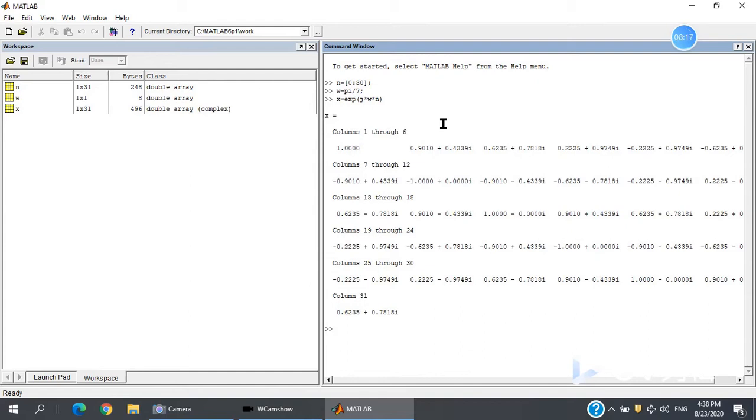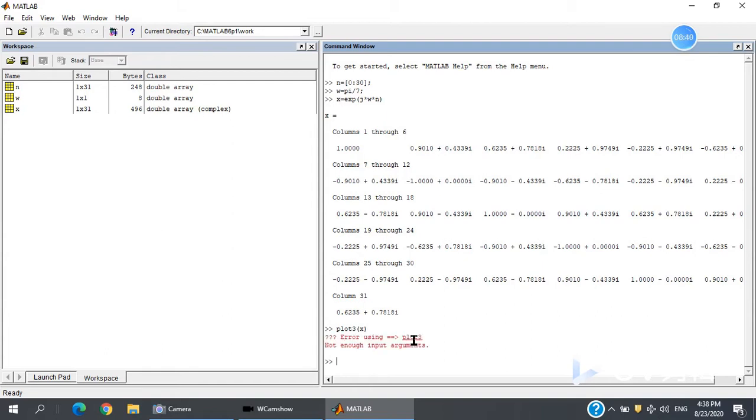Okay, you see, we got 31. Yeah, start from 0. 31 numbers. They are complex numbers, right? Some real part plus the imaginary part, and then we can plot it. Okay, now I need a 3-dimensional plot of x.